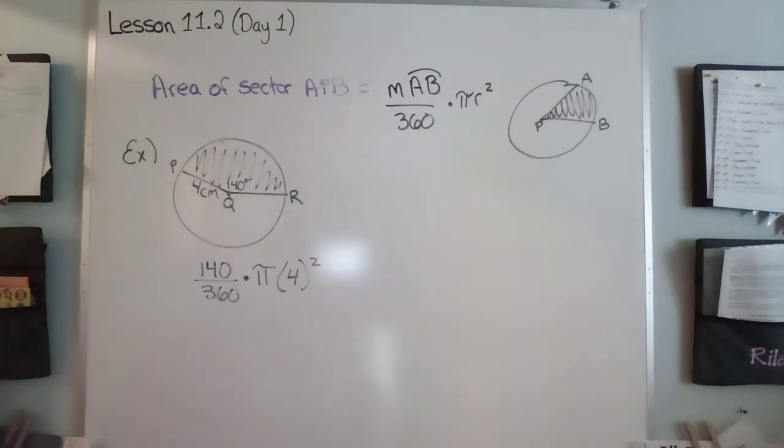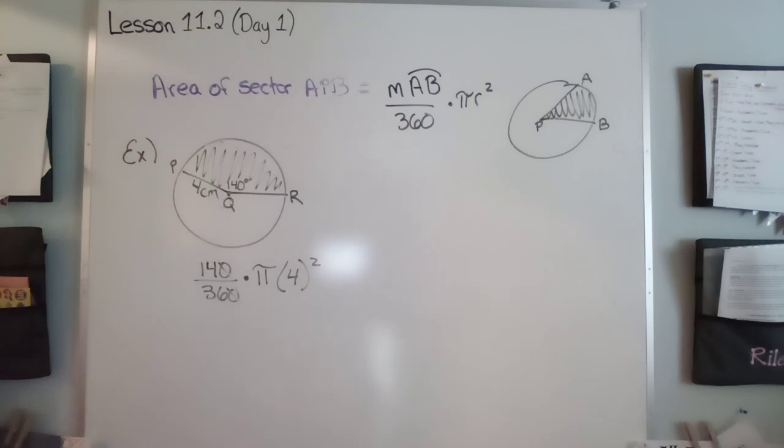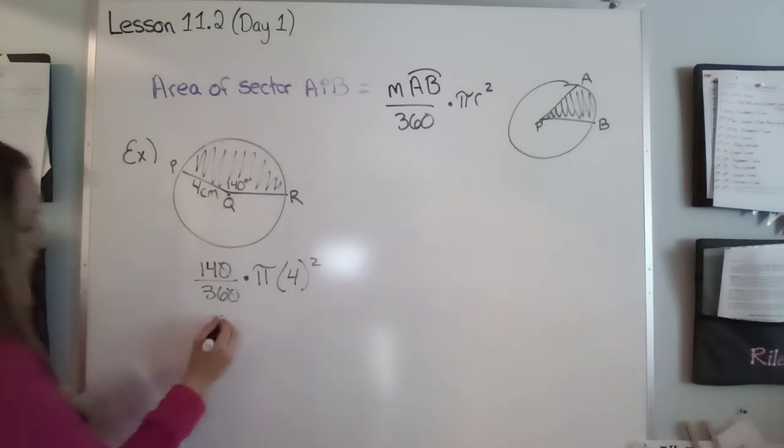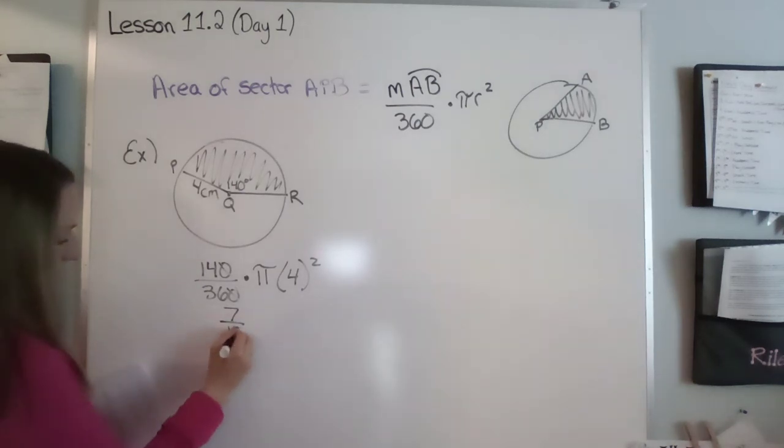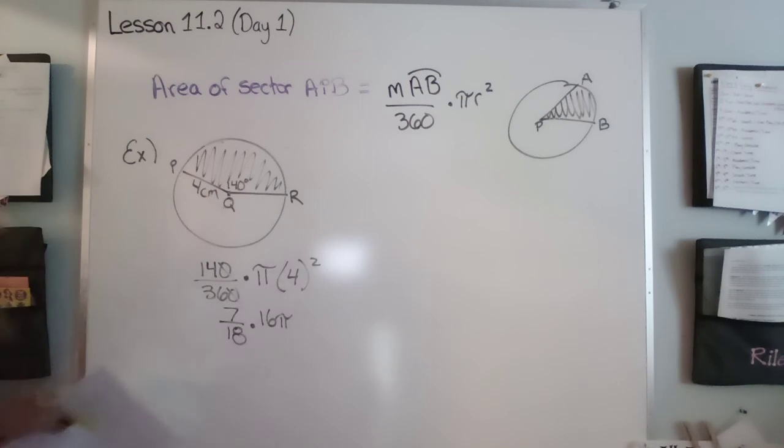And now you're going to clean it up. You're going to simplify. If you knock off the zeros, now you have 14 over 36. That can be simplified even further. Divide both by 2, get 7 over 18. So 7 over 18 times 4 squared, which is 16 pi.